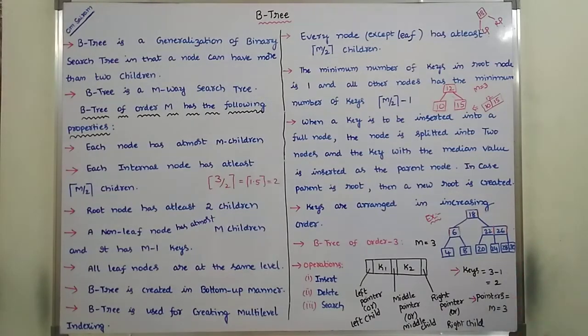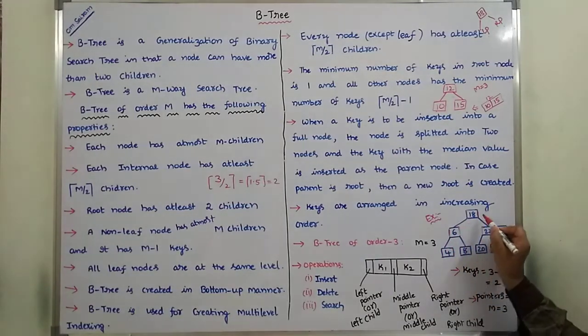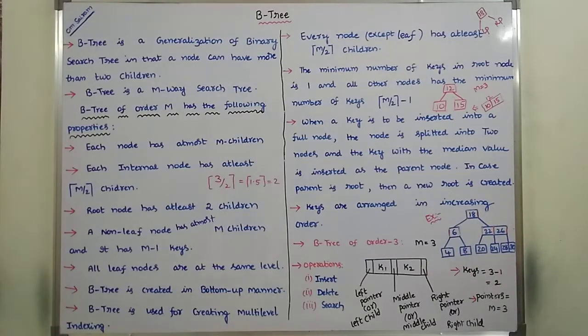Next, how many children are there? M children. Here 1, 2, 3, 3 children are there for this node. Here 2 children are there. Here 2 children are there. At most M children: it may contain 2 children, it may contain 1 child, or it may contain 3 children. Okay, so this is the introduction about B tree. In the next video we go for one example.